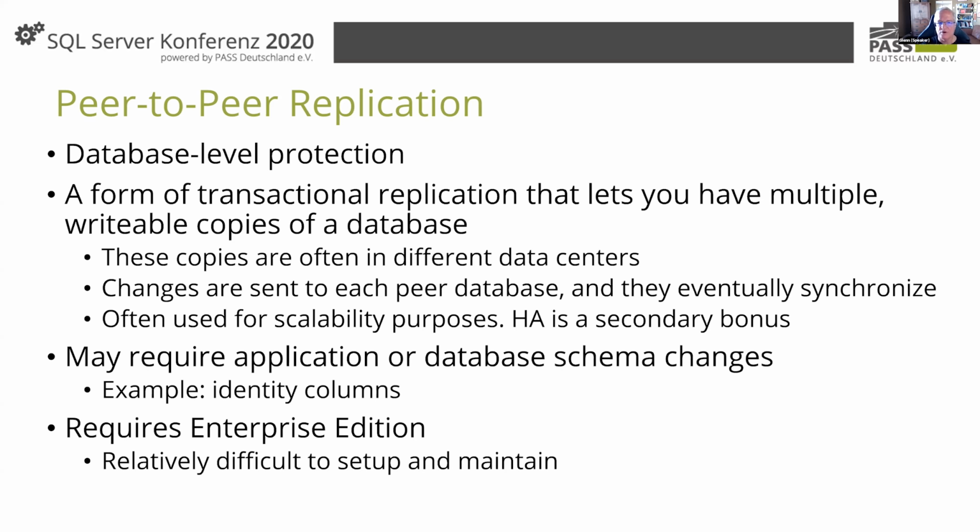You only get one writable copy, but peer-to-peer replication lets you get around that, although it's not that easy to set up. But the point is, you set up these 3 databases in peer-to-peer replication, and then as the data changes in one copy, it gets sent around to the other 2, and they eventually, hopefully within a few seconds, synchronize up.